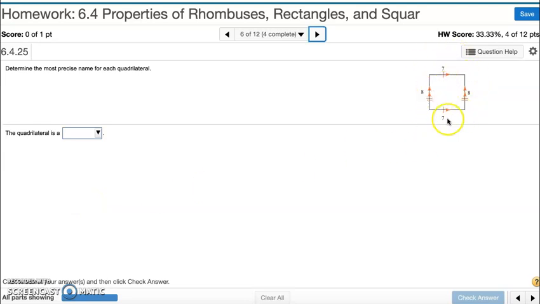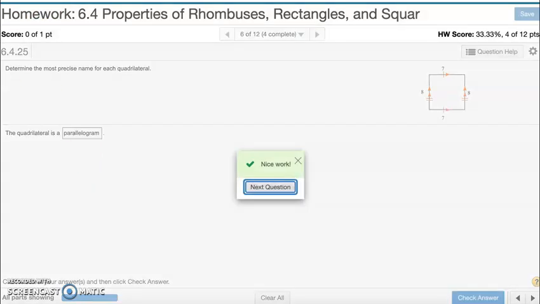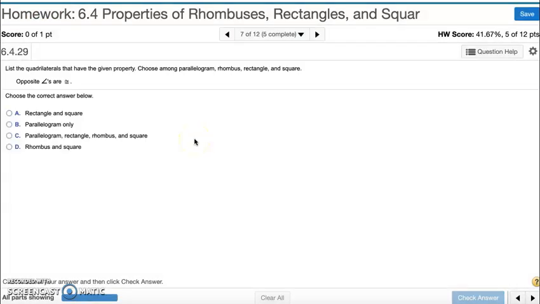So for this one, the first thing I notice is that sides are different lengths. The ones across from each other are equal, but all 4 are not the same. So that means it's not going to be a rhombus or a square. It could be a rectangle, but we don't know anything about the angles, so we can't say it's a rectangle. That means at most we can say is that it's a parallelogram. And that's number 6. Number 7, list the quadrilaterals that have the given property.